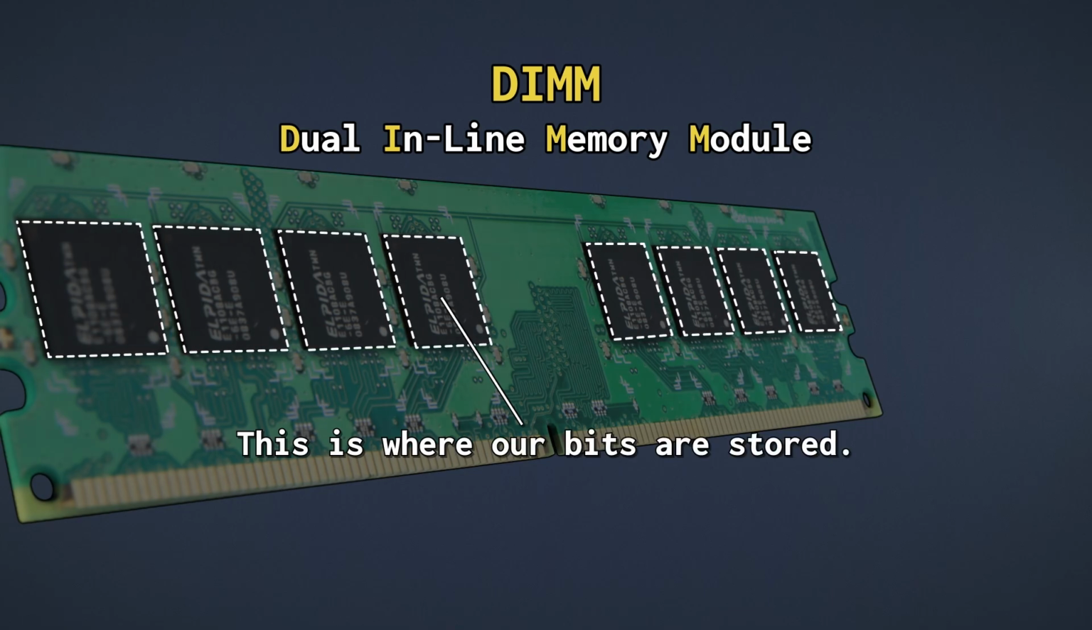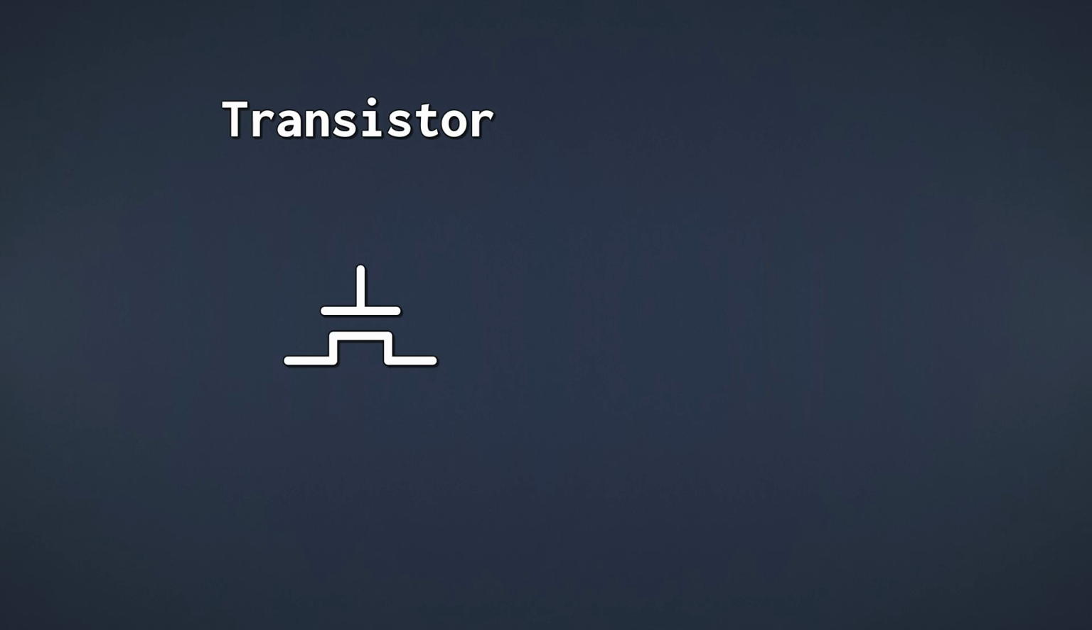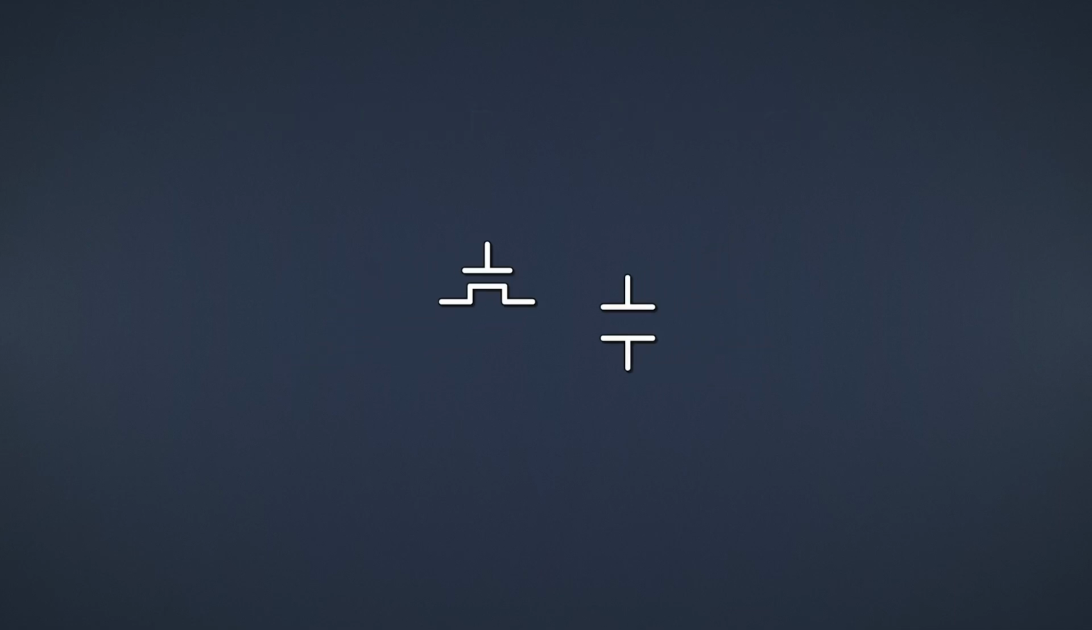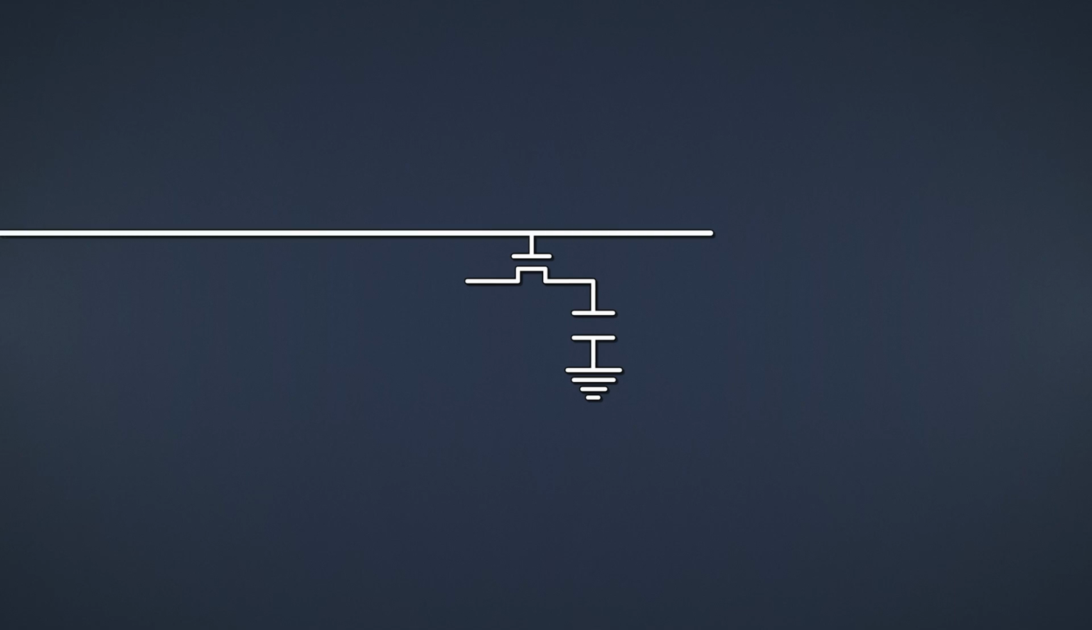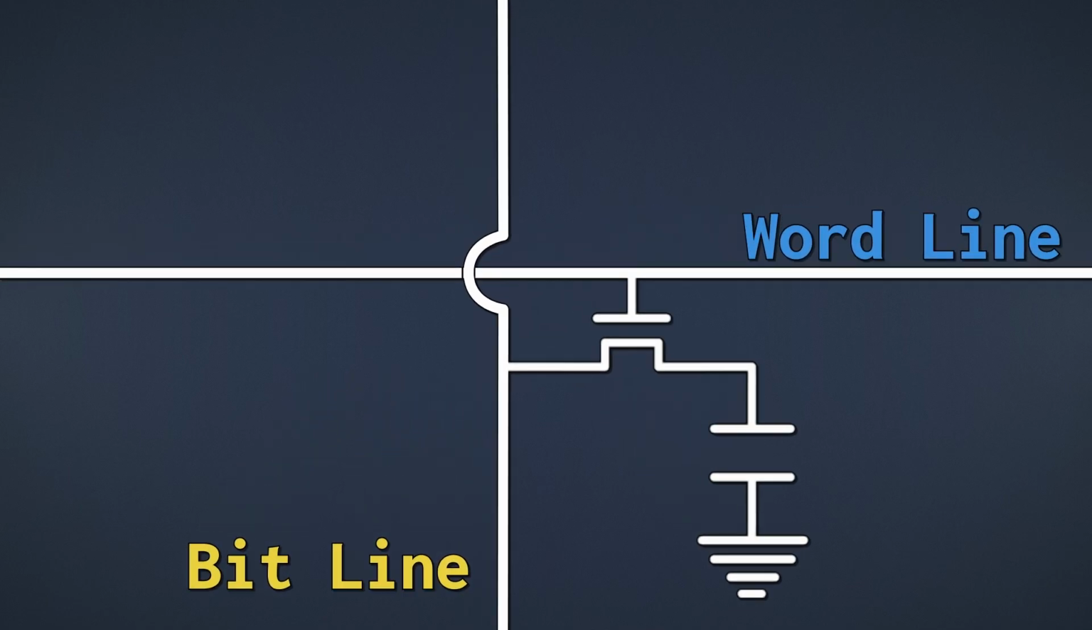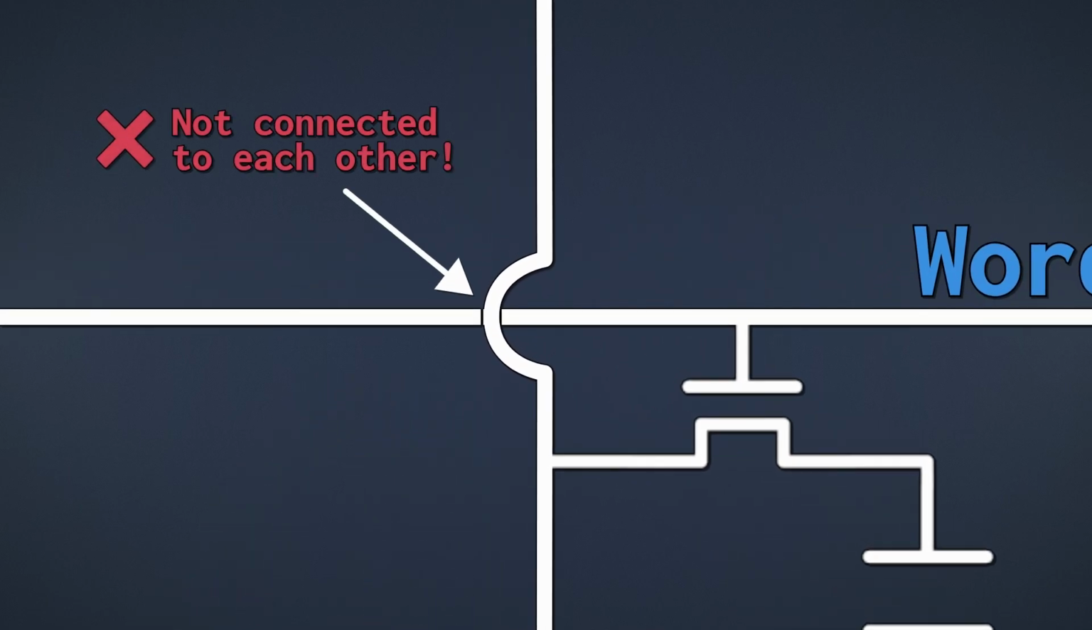First, let's look at how a single binary digit, or bit, is stored on a DRAM memory cell. We're going to need a transistor and a capacitor. By the way, a capacitor is just a component that's able to store an electric charge. We're going to take this capacitor and attach it both to our transistor and to ground. Next, we'll add what's called the word line and the bit line. Think of these like wires that are used to read and write the data from our memory cell. And note that these are not connected to each other.